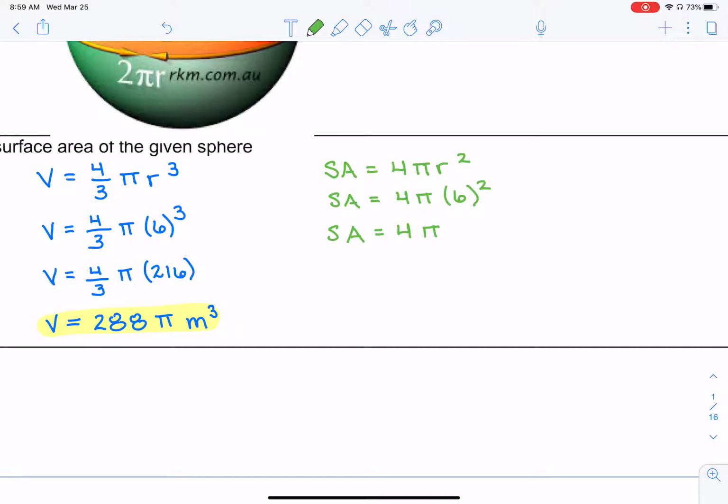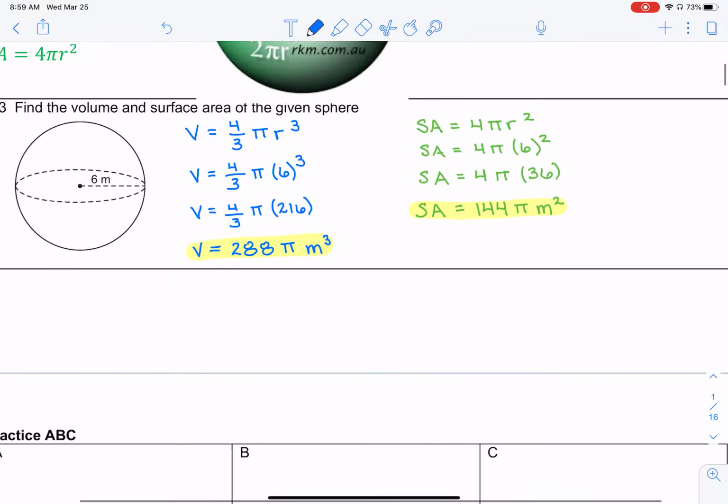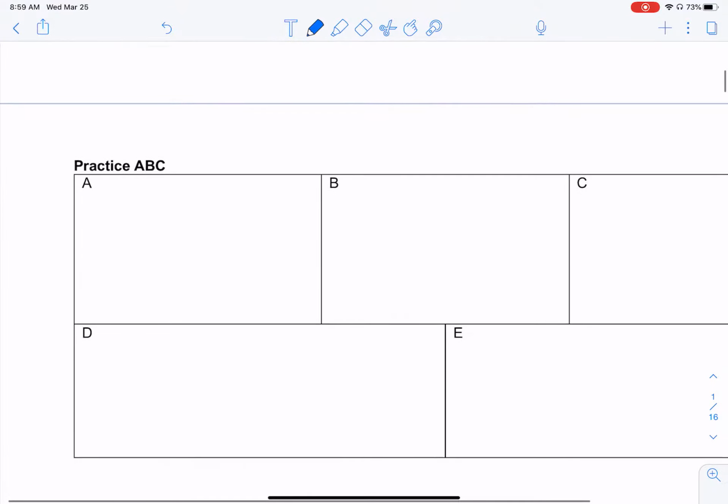And 6 squared is 36. So we're going to multiply 4 times 36. Keep this in pi form. So my answer is 144 pi meters squared, because surface area is only a square unit, not a cubic unit. Okay, and so that's my solution for surface area for star 3. We're going to move on over here to our practice questions out of the book.